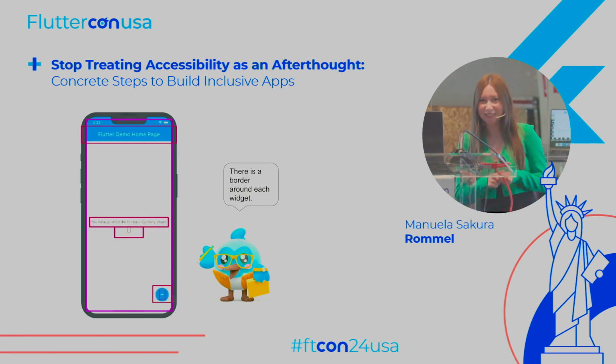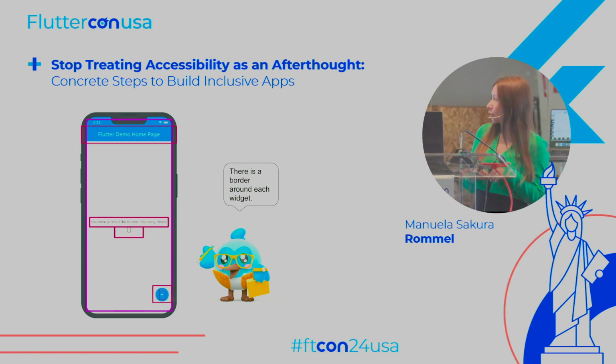So, what are semantics, you might ask? Semantics are information that can be read with or navigated with a screen reader. The screen reader will read the information that the semantics node has to the user, so a visually impaired person can navigate and use your app.